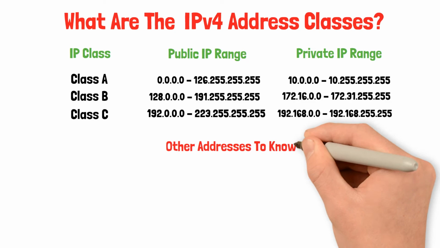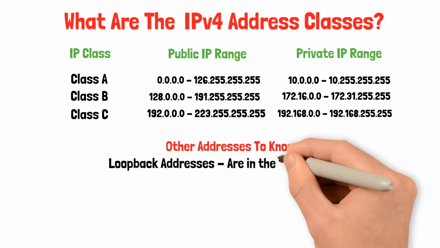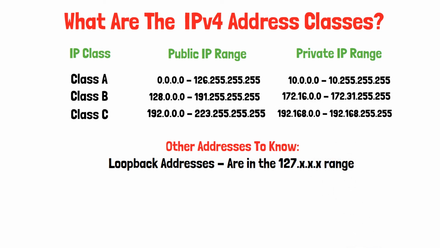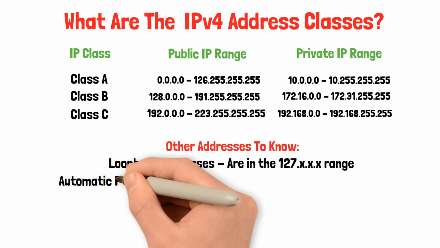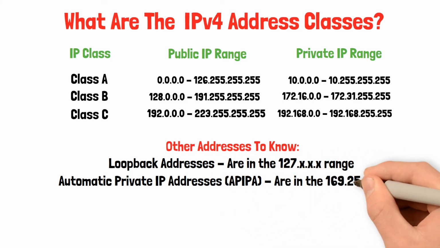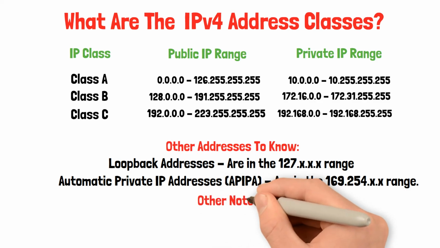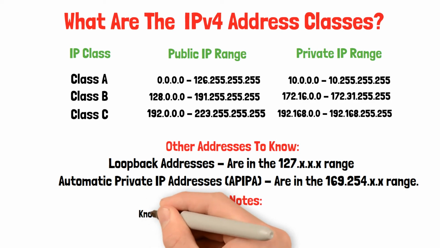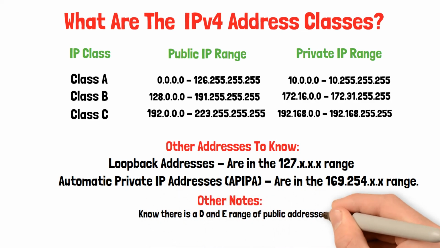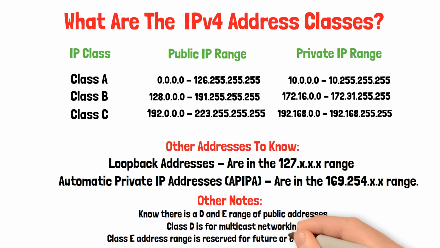Some other addresses that you should know are loopback addresses, and they are within the 127.x.x.x range. Also be aware of automatic private IP addresses, also known as APIPA addresses, and those are in the 169.254.x.x range. And last but not least, know that there is a Class D and E range, and that Class D is used for multicast networking, and the Class E range is reserved for future or experimental uses.